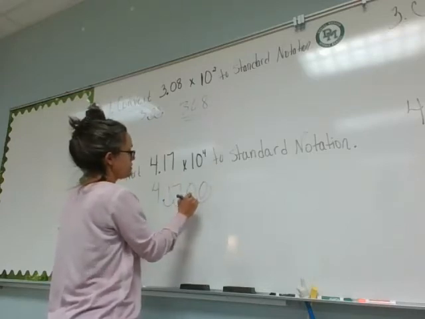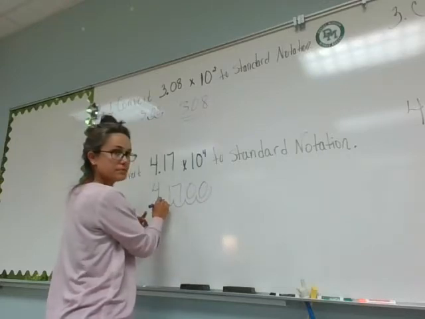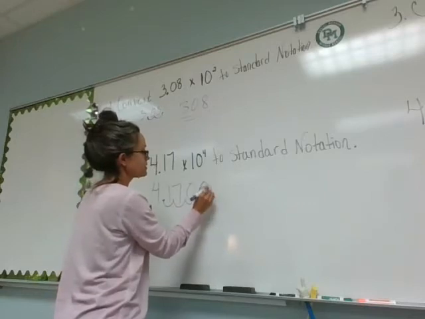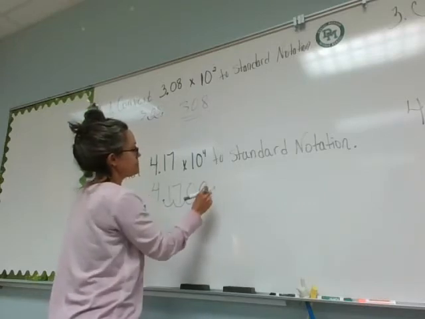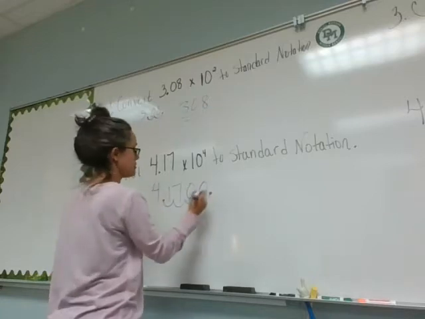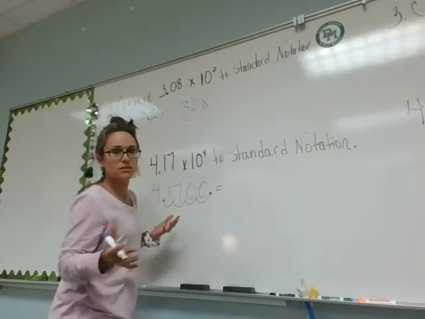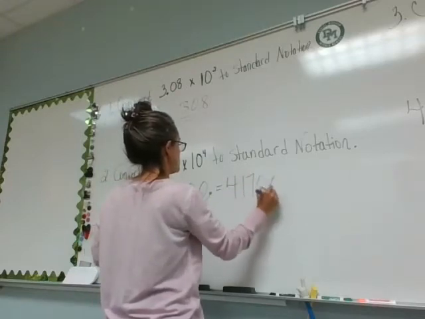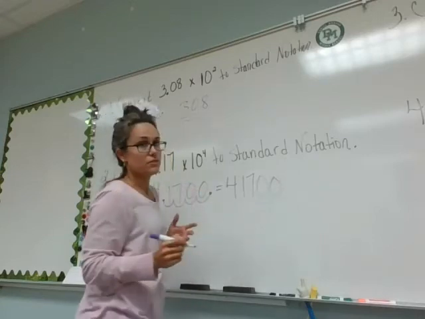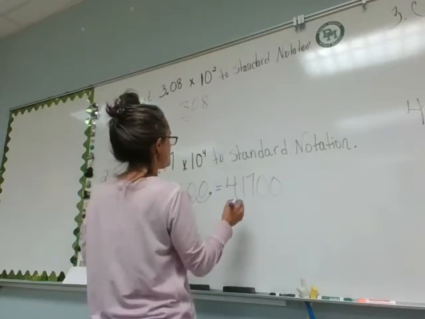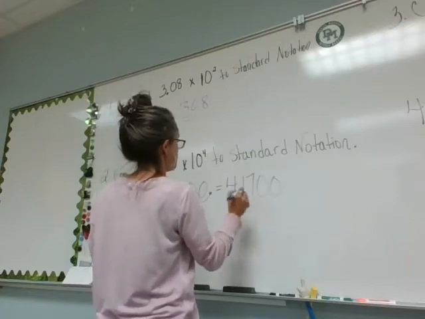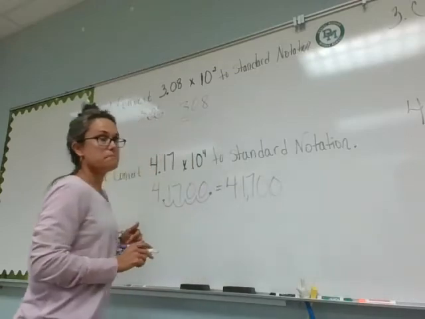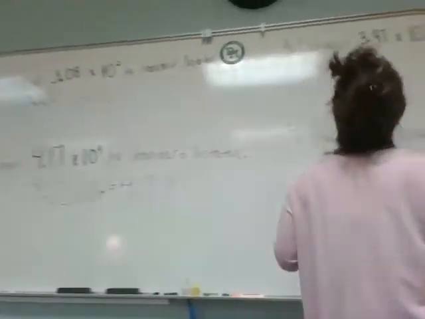1, 2, 3, 4. So then you would take your decimal, and you would move it from the original place all the way to the end at the back of the last 0. So now your number, I'm just going to put an equal sign to indicate what the answer is, 41700. Okay, and really, if you wanted to add your comma there, you would know that the actual number is 41,700. That's your answer. Okay, let's go to number 3.